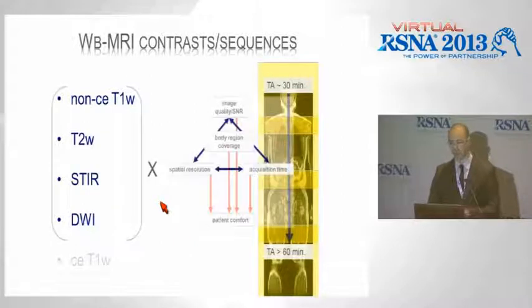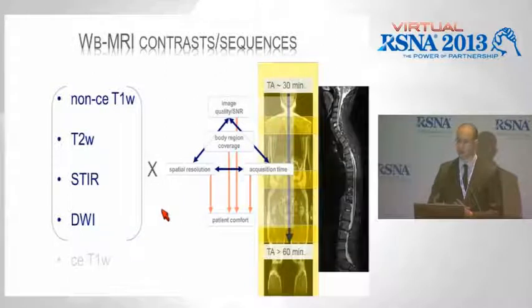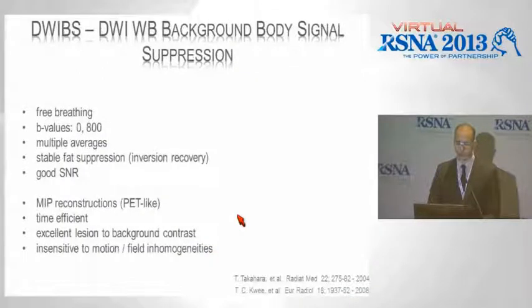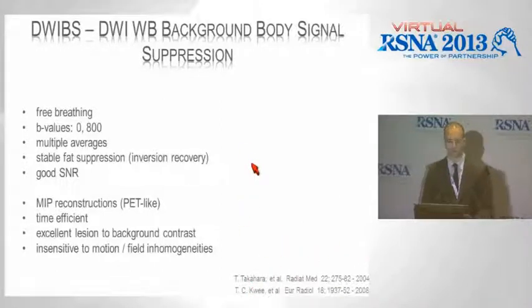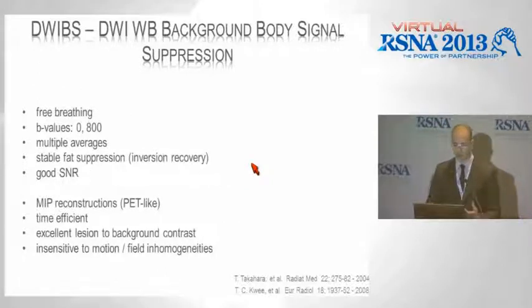And if we put in the relationship we established earlier, it gets even more complicated. You also have to consider that most people not only do one orientation, but also another orientation, sagittal for instance. Now, one particular technique that evolved in 2004 by Takahara et al. is whole body diffusion-weighted imaging with suppression of the body signal.